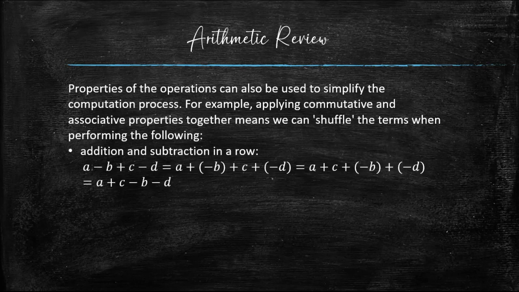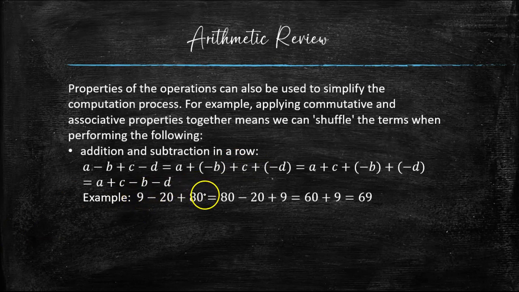So for example, associative property or commutative property together with associative property just means you can reshuffle addition and subtraction. And that means if you have to compute something like this, instead of doing 9 minus 20 first and getting into the realm of negative numbers, you can add 80 first, then subtract 20, and then add 9, which avoids negative numbers altogether and gives you the answer almost right away.